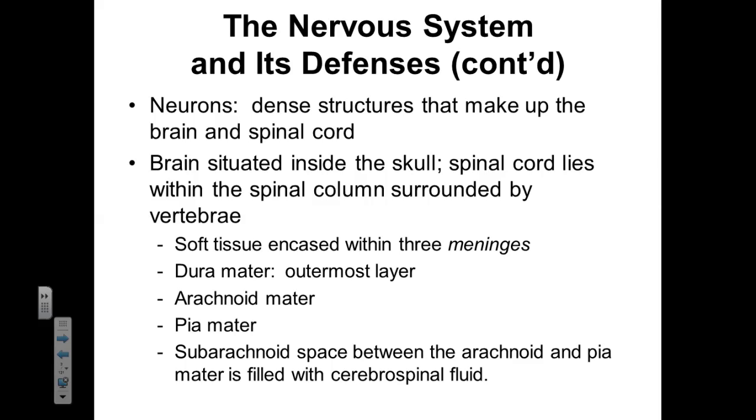And I've got to share this anecdote because I think it's hilarious. In German, Dura Mater means tough mother. I always get a kick out of that.